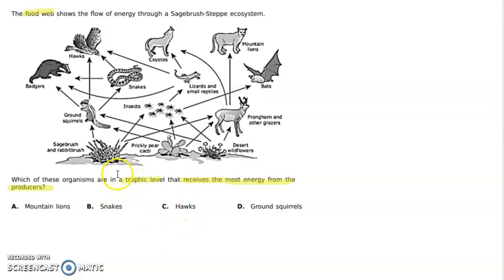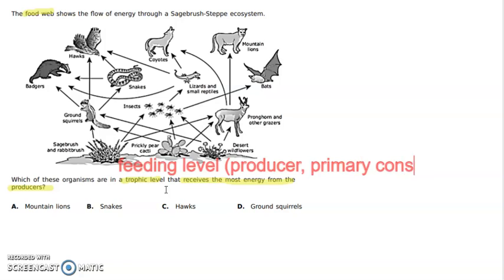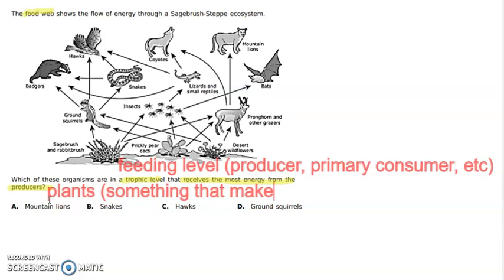First of all, remember that trophic levels are the feeding levels. So that's going to be like a producer, primary consumer, secondary, etc. It wants to know which feeding level gets the most energy from the producers. Now remember, producers are going to be things like plants, something that makes its own energy. They get their energy from the sun.